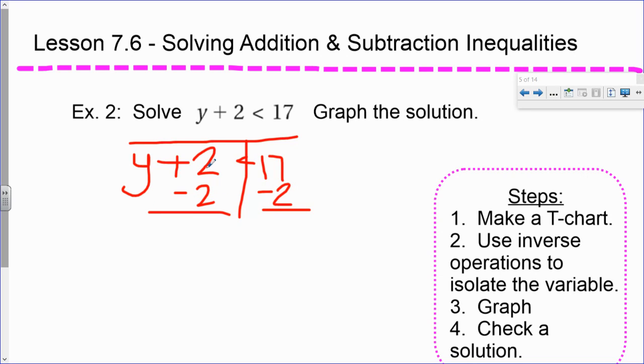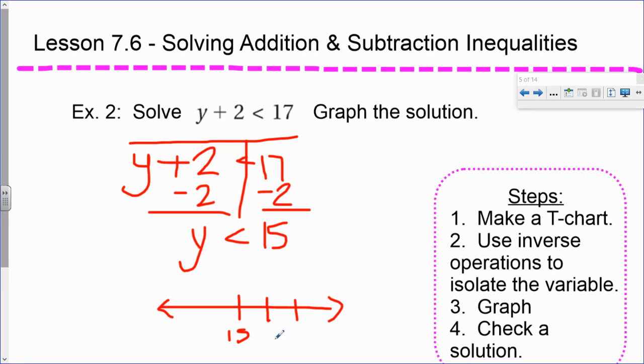On the left-hand side, adding 2 and subtracting 2 are opposites, so they give you 0. So I still have a y. I still have my less than symbol. Here I have 17 take away 2, which is 15. So here's my solution. But we're going to go one step further. We're going to go ahead and graph it. I'll put 15 right there in the middle. And then if we go 2 numbers higher, 16 and 17, and 14 and 13.